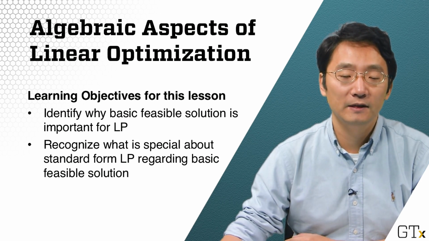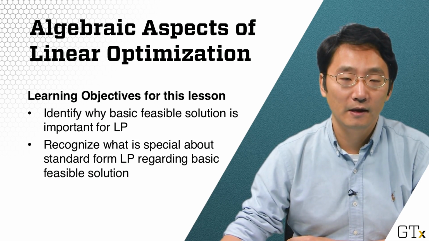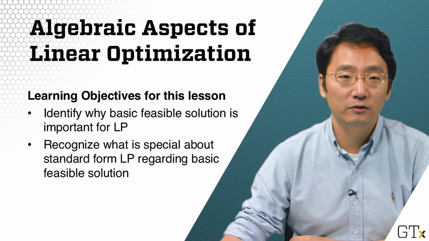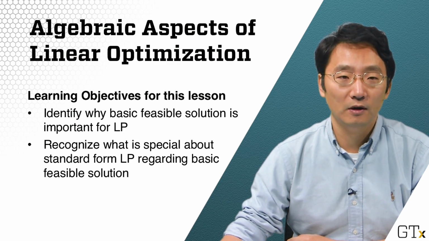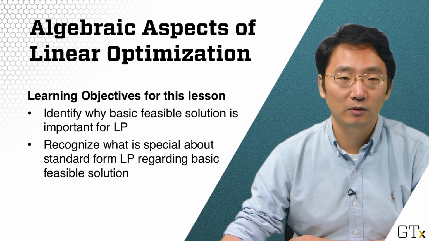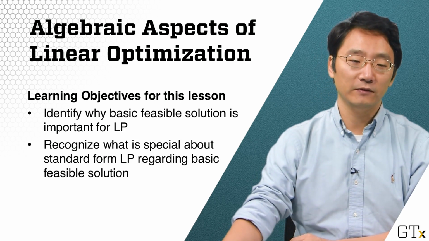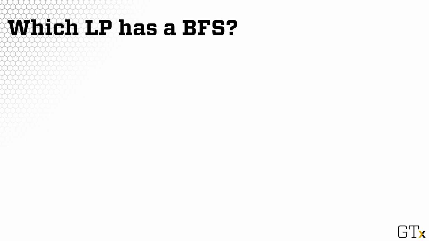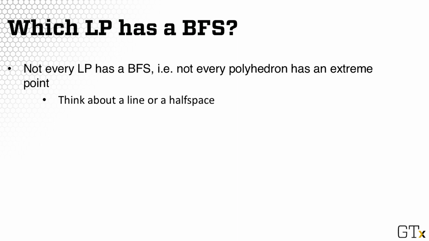So we focus a lot on basic solution, basic feasible solution, and you may have the question, why do we care so much about basic feasible solution? So in this lesson, we'll exactly discuss that, identify why basic feasible solution is important for linear programming problems, and recognize what is special about standard form LP regarding basic feasible solution. So the first question is, does every LP have a basic feasible solution? And the answer is not every linear program has basic feasible solution.